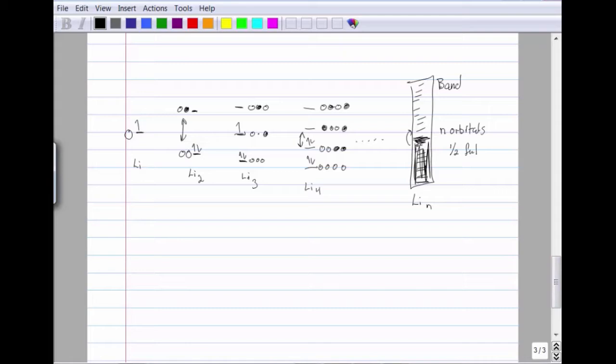So at 0 Kelvin, this is your ground state. At any temperature above 0 Kelvin, you will have some electrons promoted up into the top half of the band, and that's what gives you electrical conductivity. There's a node there, right through the atom.